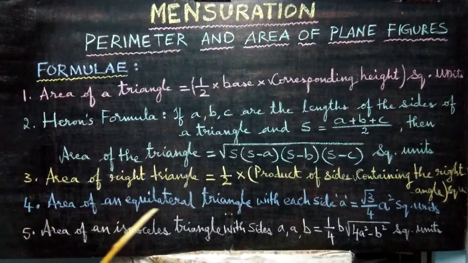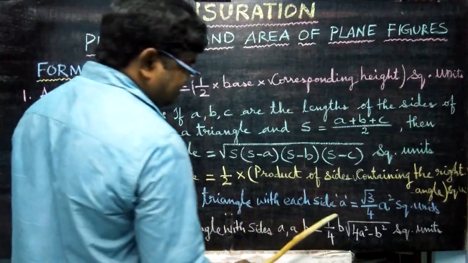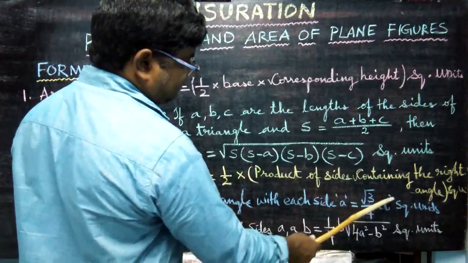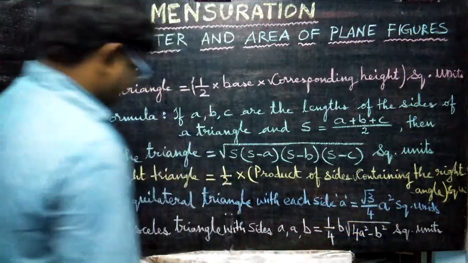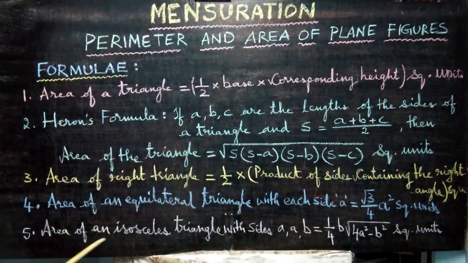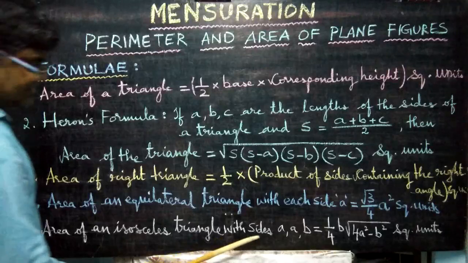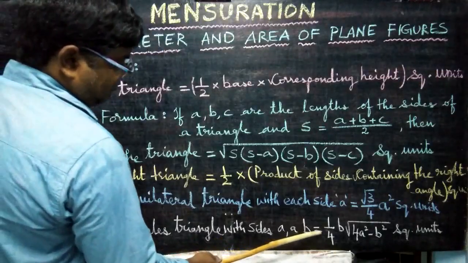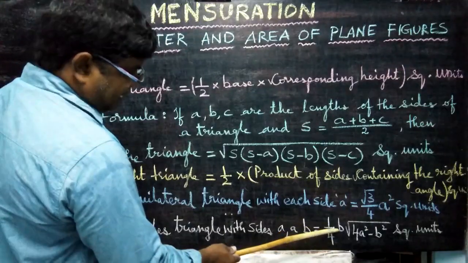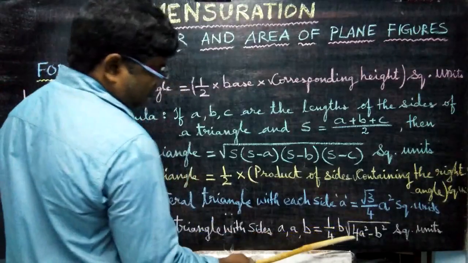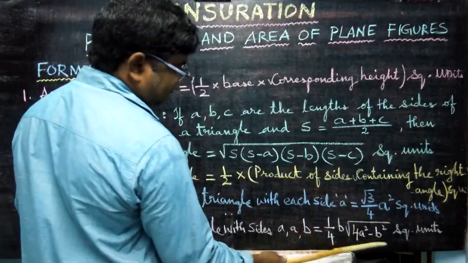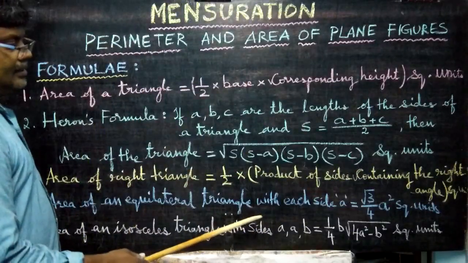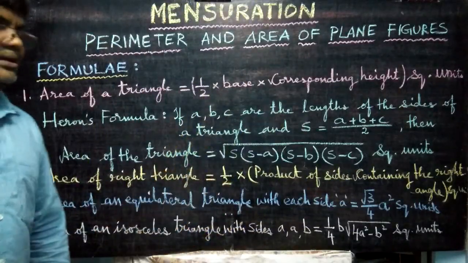Next, area of an equilateral triangle with each side a is equal to root 3 by 4 a square, square units. Fifth one, area of an isosceles triangle with equal sides a and one more side b, is equal to 1 by 4 into b square root of 4a square minus b square, square units. So you have to read, learn and memorize these, then we can do this chapter very easily.